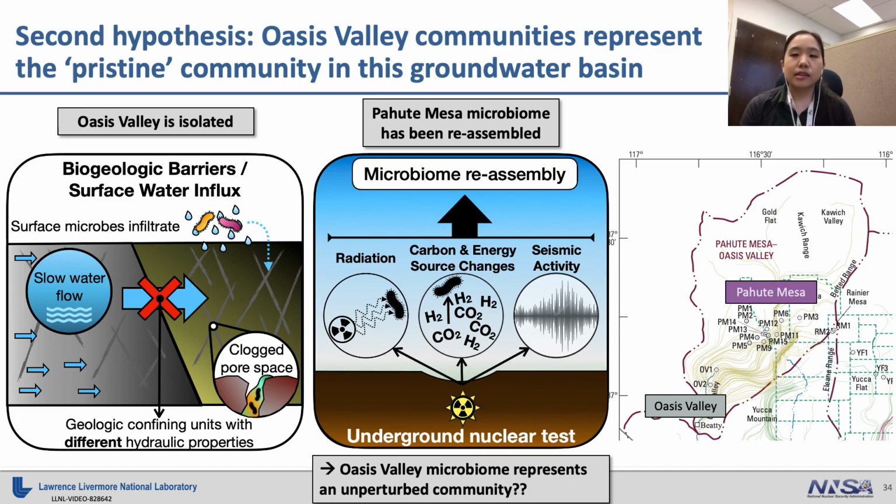The second hypothesis is that Oasis Valley communities represent kind of a pristine community in this groundwater basin, where Paiute Mesa communities have been impacted by underground nuclear tests and likely represent a reassembled community adapted to its new environment. There could be effects from radiation, mostly when the underground nuclear tests were performed. There could also be an increase in hydrogen and carbon dioxide from radiolytic and seismic activity. And seismic activity and earthquakes have been shown to actually perturb microbial communities. And so Oasis Valley could represent kind of an unperturbed community in this location.